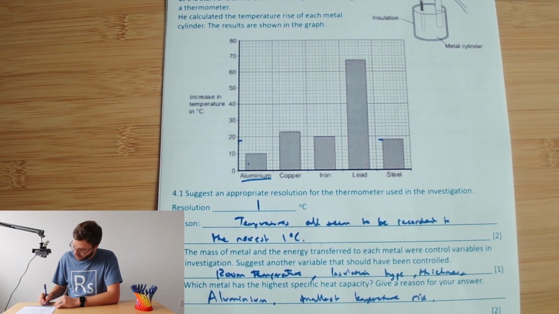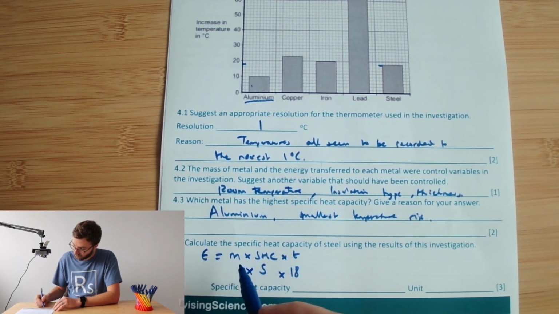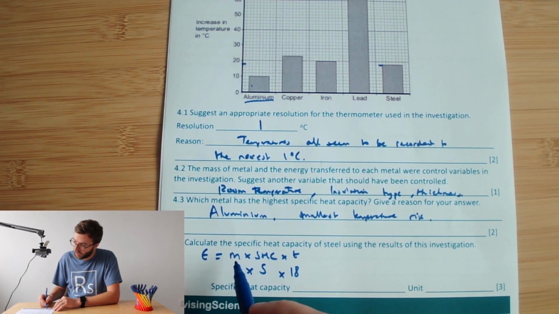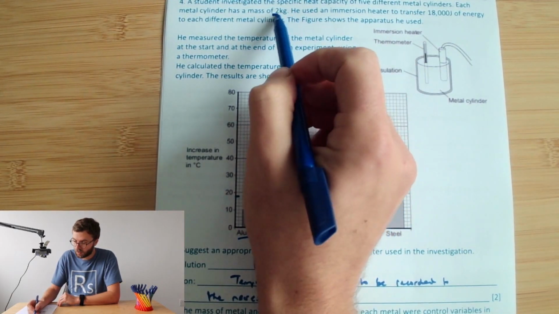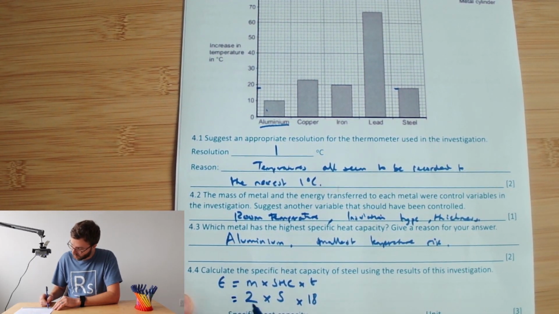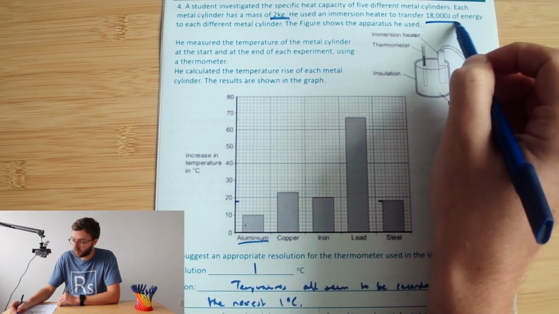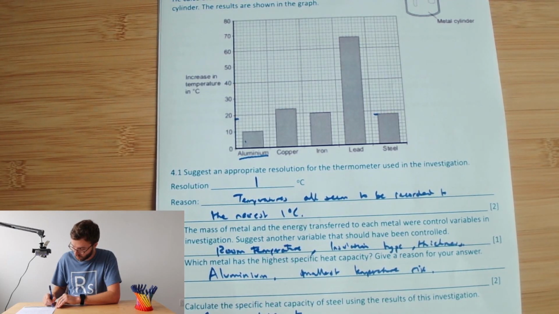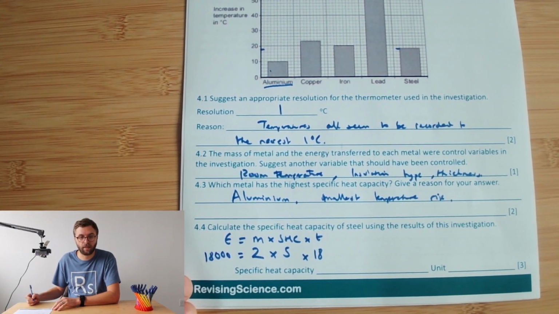The specific heat capacity I'm going to leave as S. We don't know what that is. The mass over here, it tells us earlier on in the question is 2 kilograms. You can see that at the top here. And the energy transferred for this one again was given to us at the start of the question, which was 18,000 joules. So we get an equation that looks like this one over here.